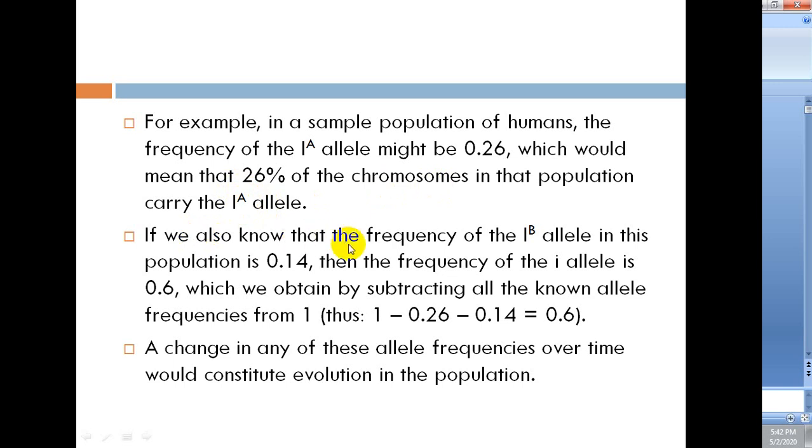So if we know that the frequency of the I^B allele in this population is 0.14, then the frequency of the allele without these antigens is 0.6. This can be obtained by subtracting all the alleles from 1. So 1 minus 0.026 minus 0.14, that is 0.6. So a change in this allele frequency over time would constitute evolution in the population.